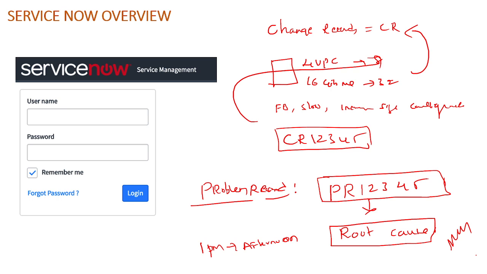Or any problem that is appearing in the estate, that is eligible for a problem record. Okay, that is all about the ITIL. Now let me take you to the graphical UI of the ticketing tool.